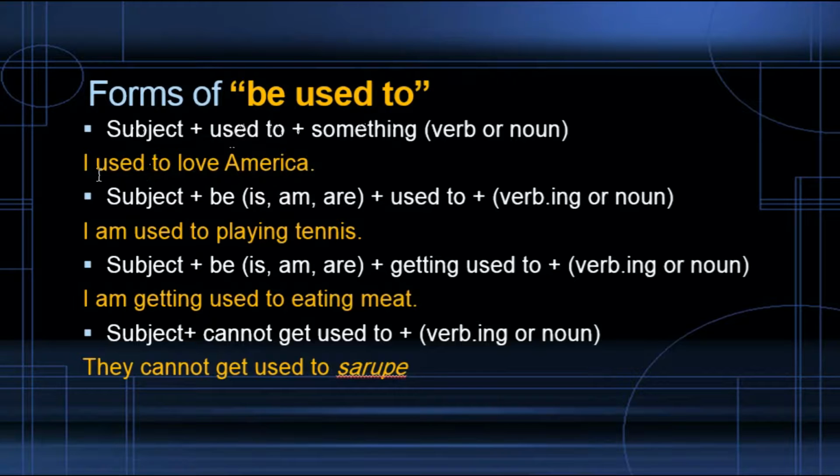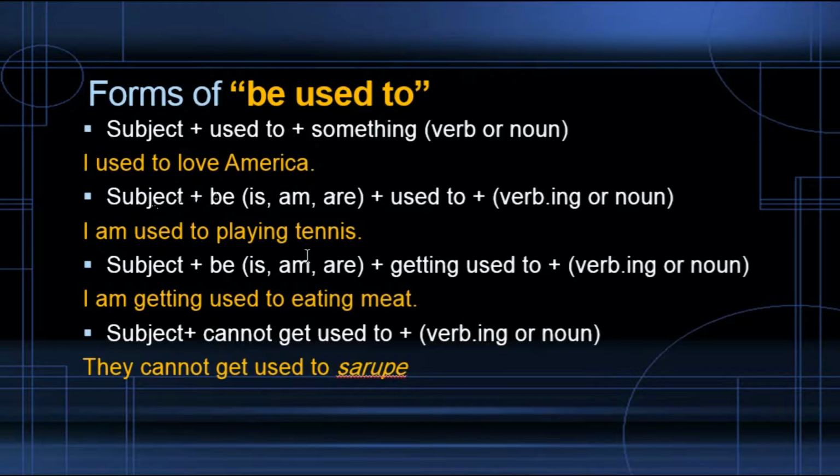One example: I used to love America. So I have my subject, I have used to here. Then I have, in this case, either a noun or a verb. In this case, I have a verb. I used to love. Love is a verb.